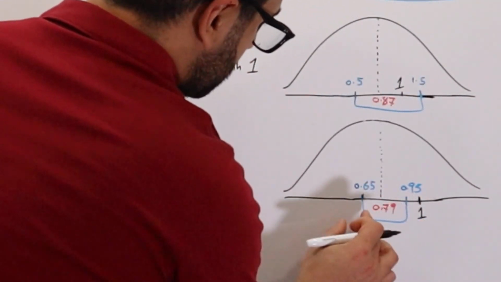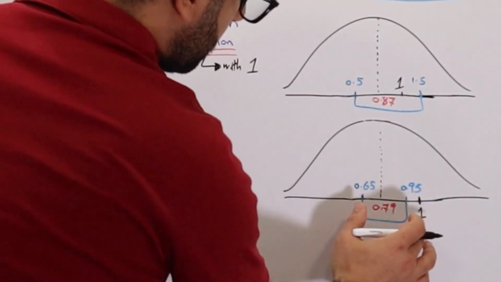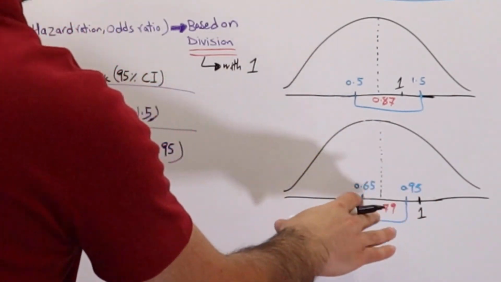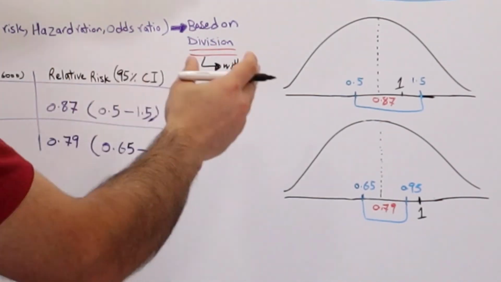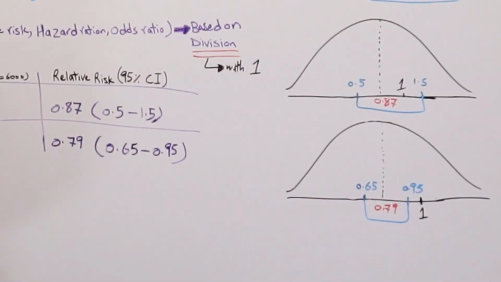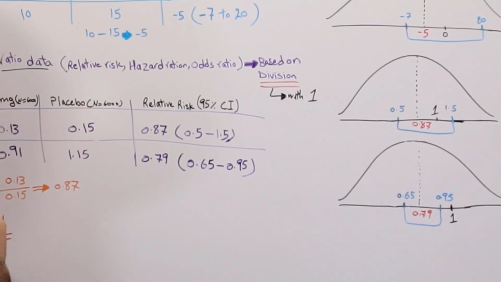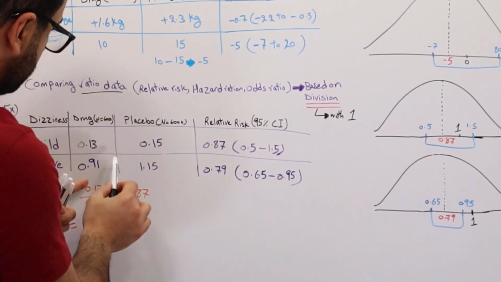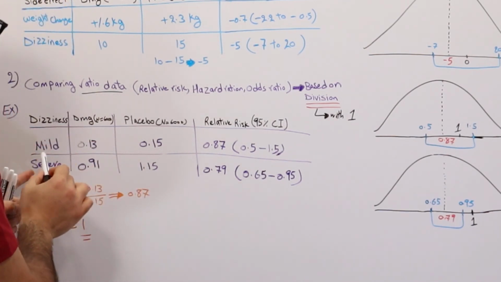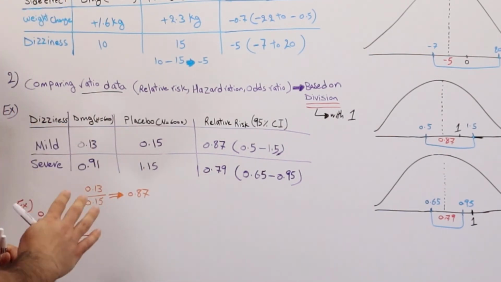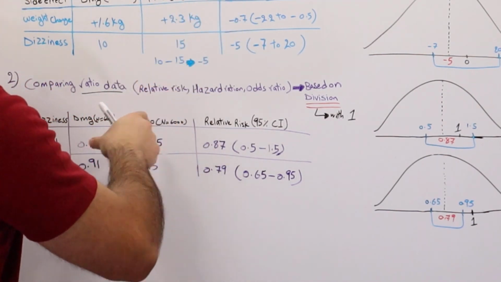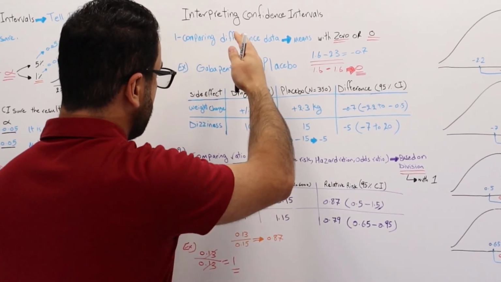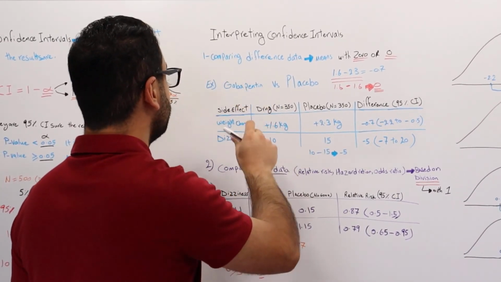So the range does not include number one, which means the null hypothesis in this case will be rejected and the alternative hypothesis would be accepted, because there is a statistical significance between the medication gabapentin and the placebo when it comes to severe dizziness. So this is it for this lecture for understanding how to interpret the confidence interval depending on the type of statistical data used in the study.